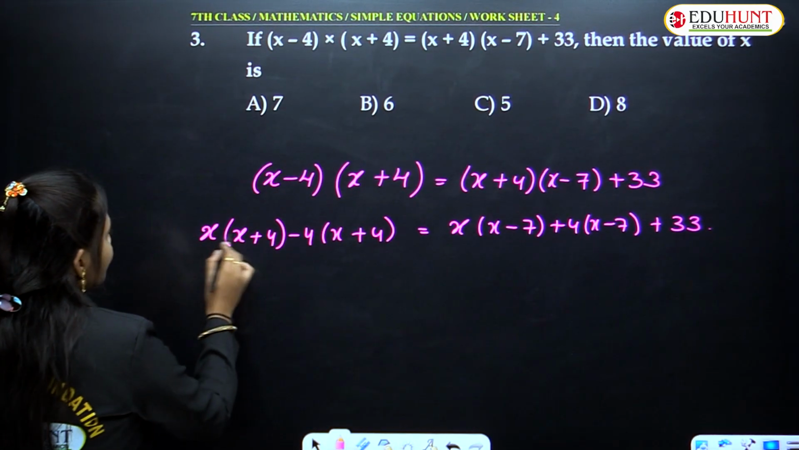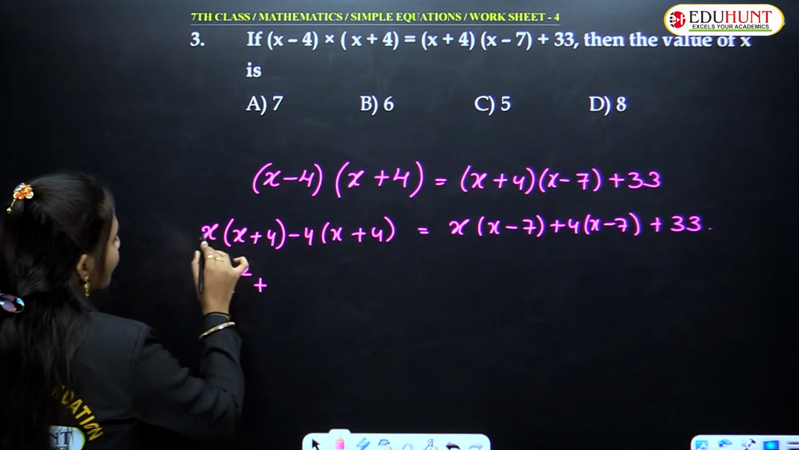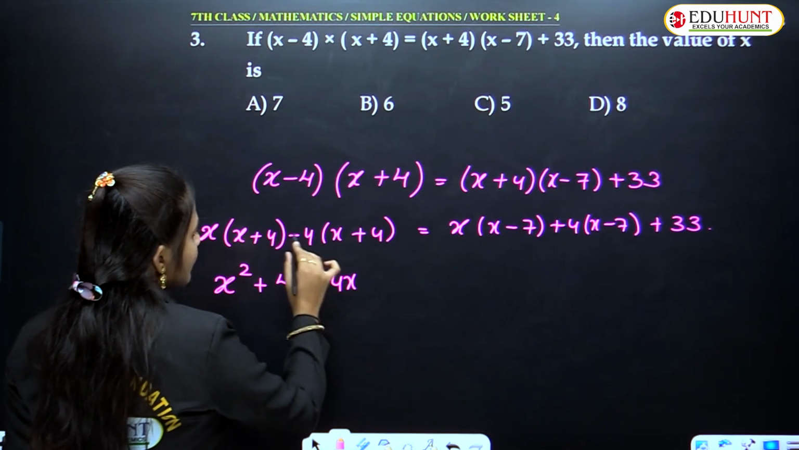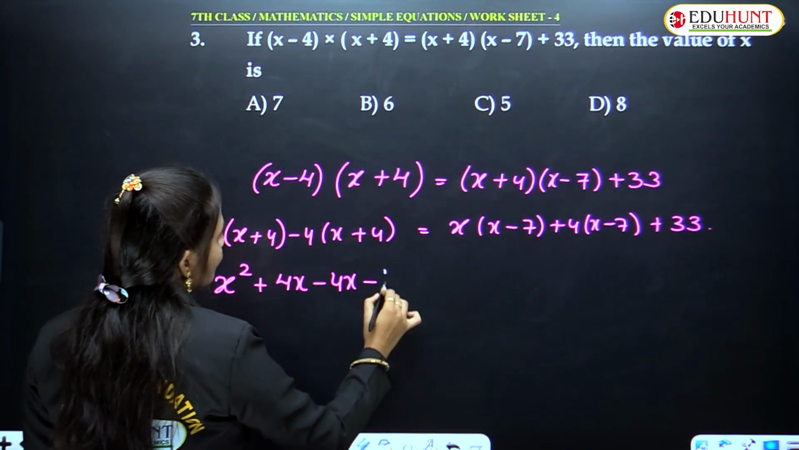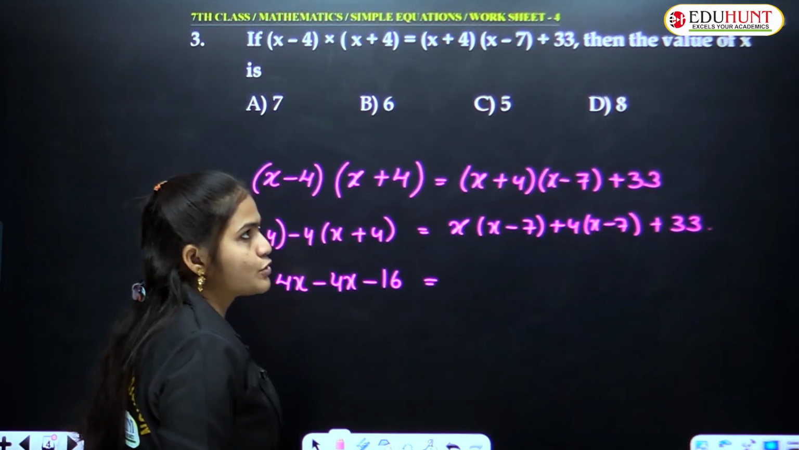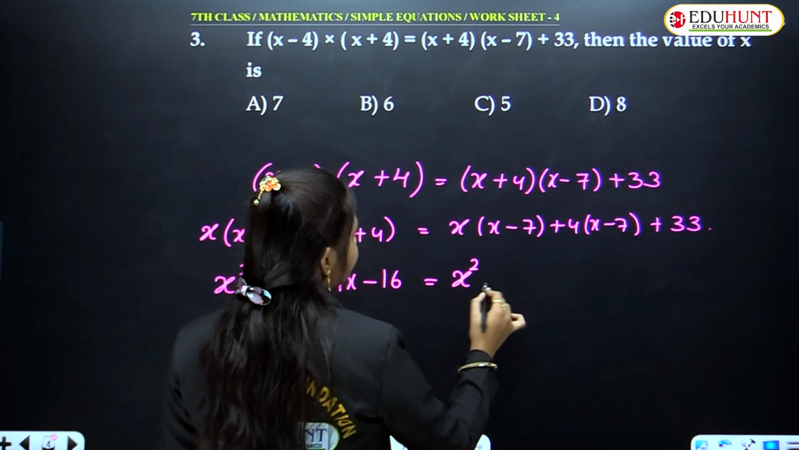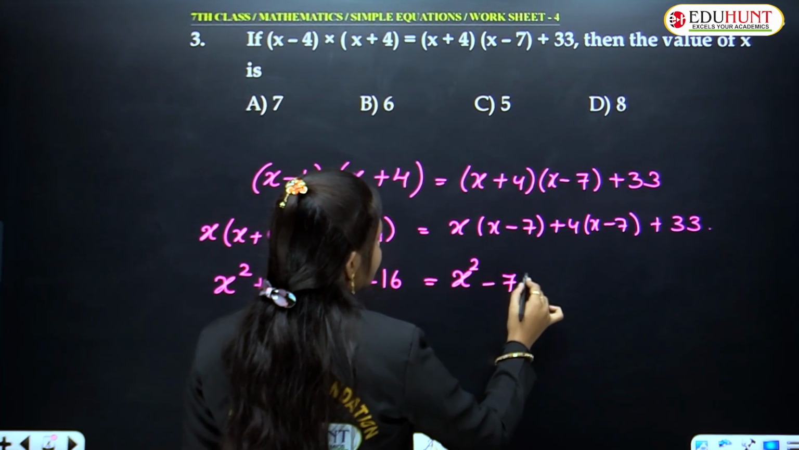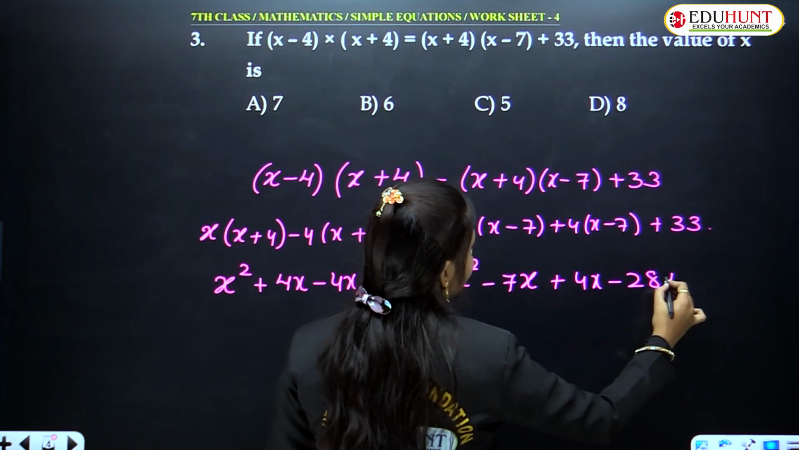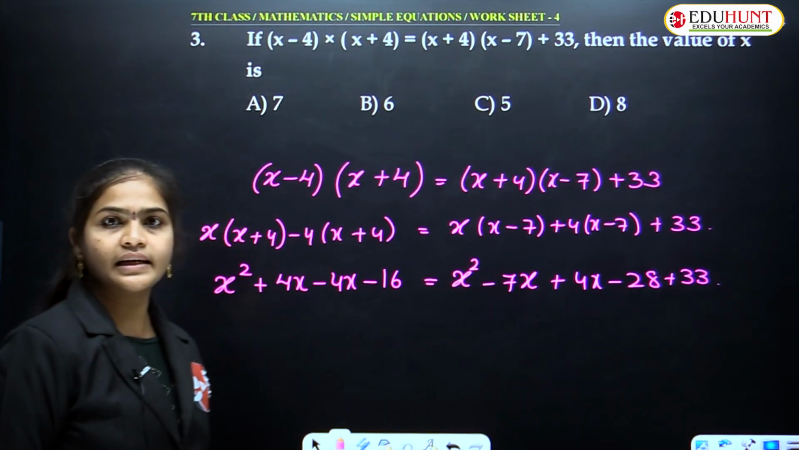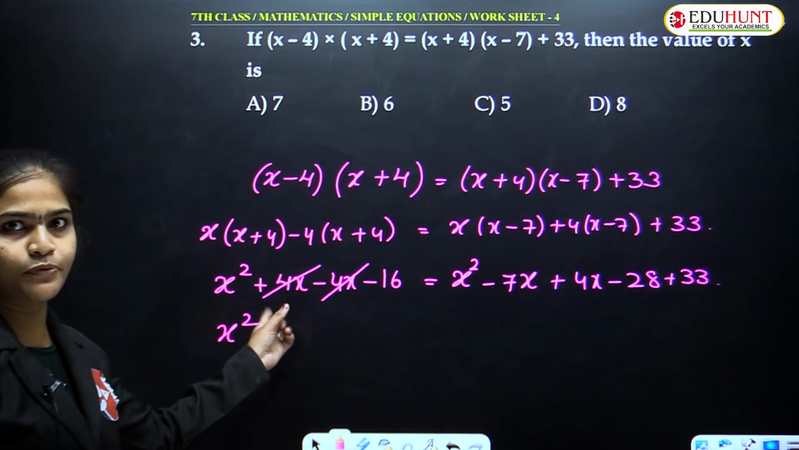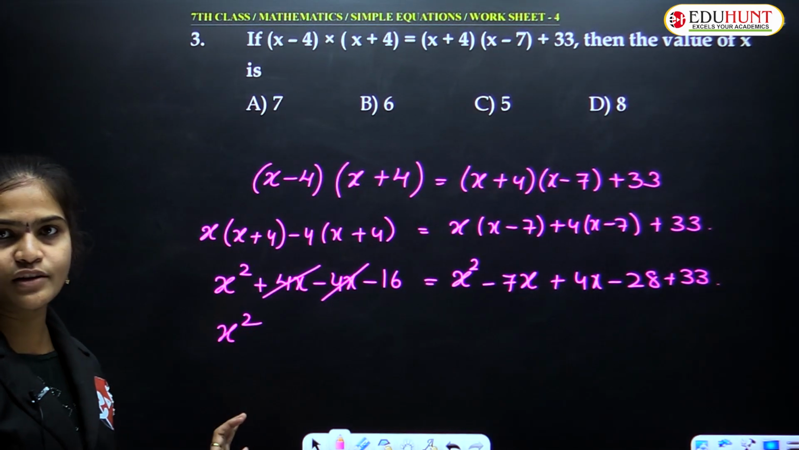X into x is x square, plus 4 into x is 4x. Completed. Next minus 4 into x is 4x. Minus into plus is minus, 4 into 4 is 16. 4 4s are 16, which is equal to x into x, x square, minus x into 7, which is 7x, plus 4 into x, 4x, minus 4 7s are 28, plus 33. Clear? X square, and here plus 4x minus 4x gets cancelled, which means plus 4 and minus 4 is equal to 0, no? So we can cancel those two terms.